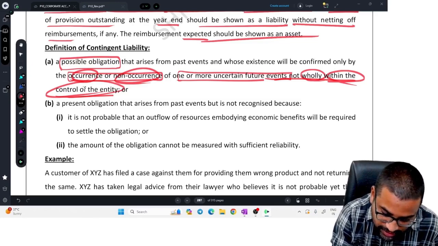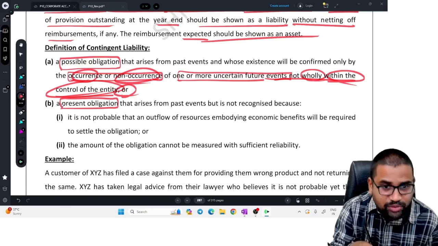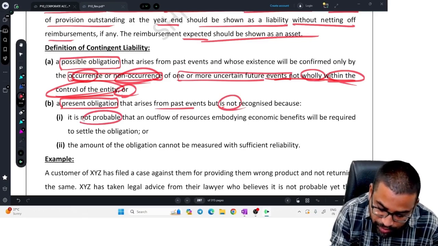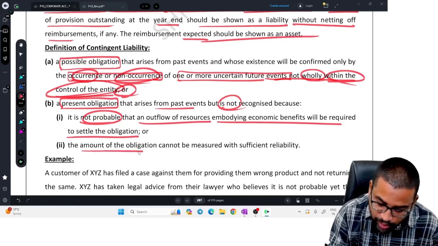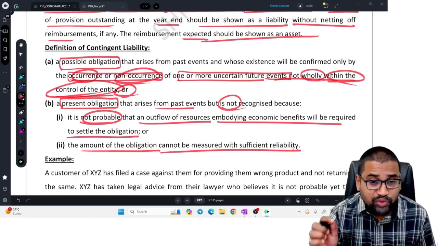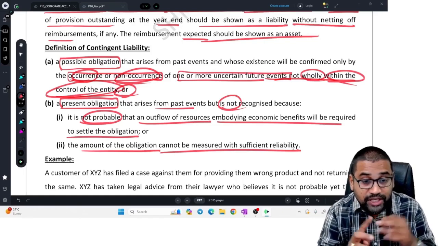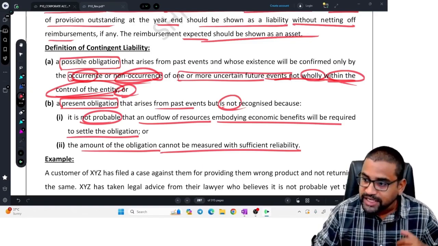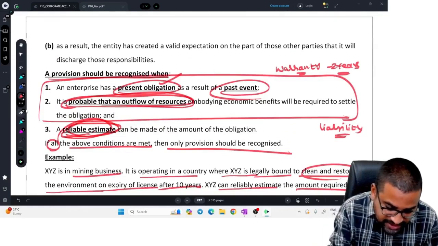Similarly, they are defining it in another way. What is contingent liability? Present obligation. See, there is a present obligation that arises from past events, but it is not recognized. Why? Because it is not probable that an outflow of resources embodying economic benefits will be required to settle the obligation, or the amount of the obligation cannot be measured with sufficient reliability. That means in order to recognize a provision, three conditions are there, na? Present obligation, probable outflow of resources, reliable estimation. In that, the first one is satisfied, the remaining two are failing. Therefore we should not recognize it as a provision. It is a contingent liability. Or see, contingent liability can be defined in a very easy manner also.